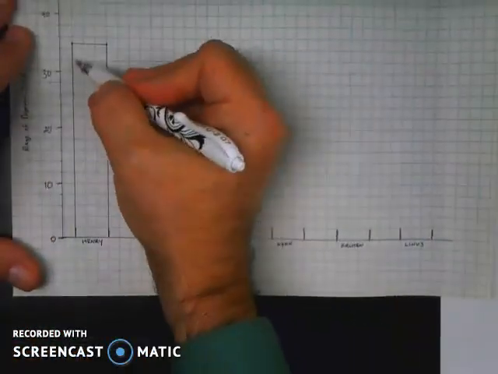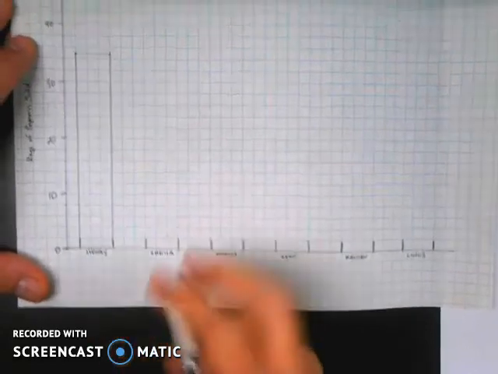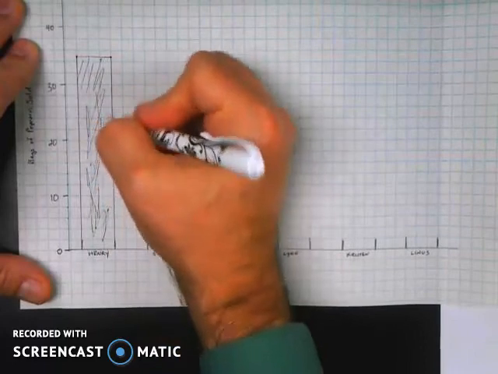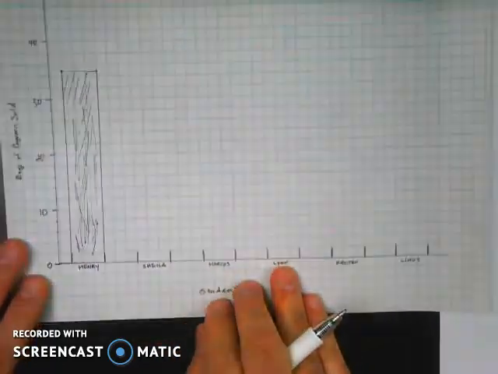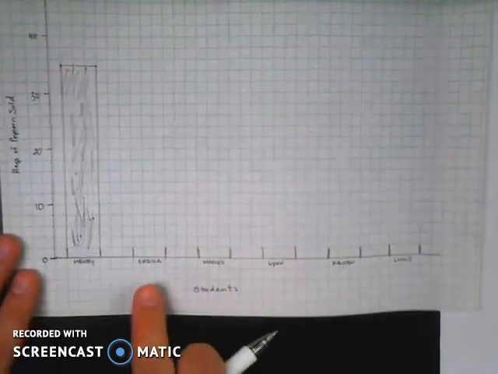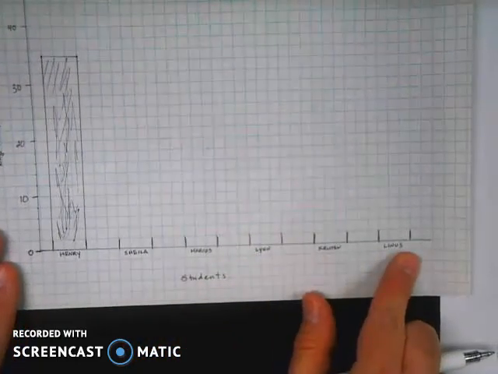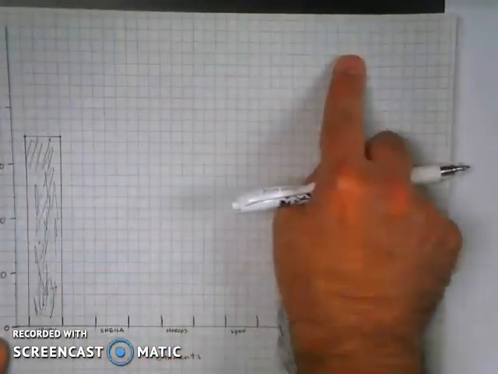Now, if you have crayons or colored pencils, you can color that in. I'm just going to shade it like this. So I know that that bar is for Henry. You're going to do the same thing for Sheila and the rest of the students. Make sure that you give this a title.